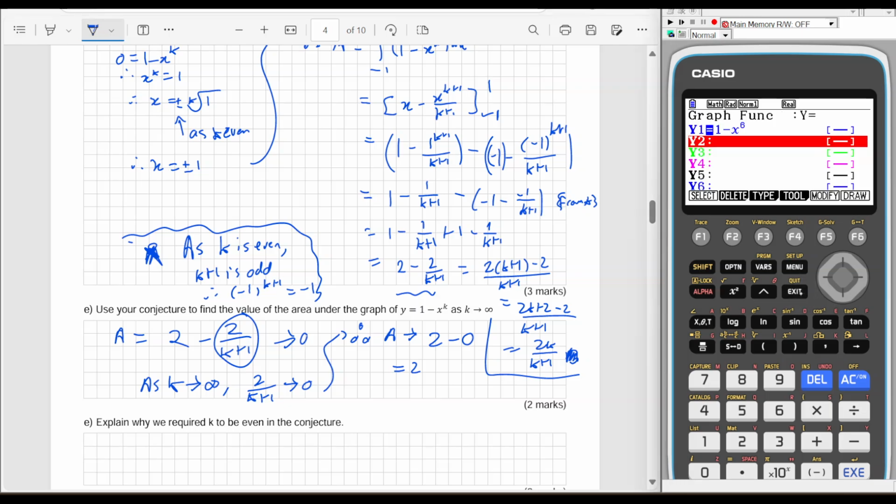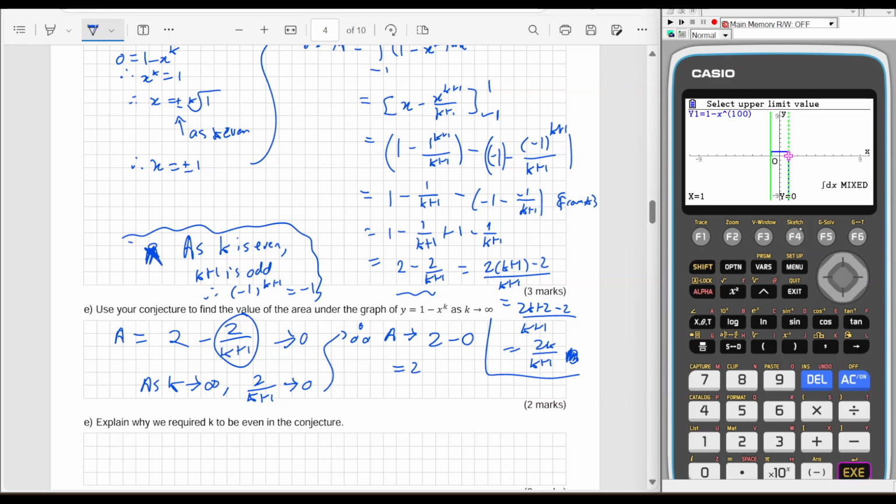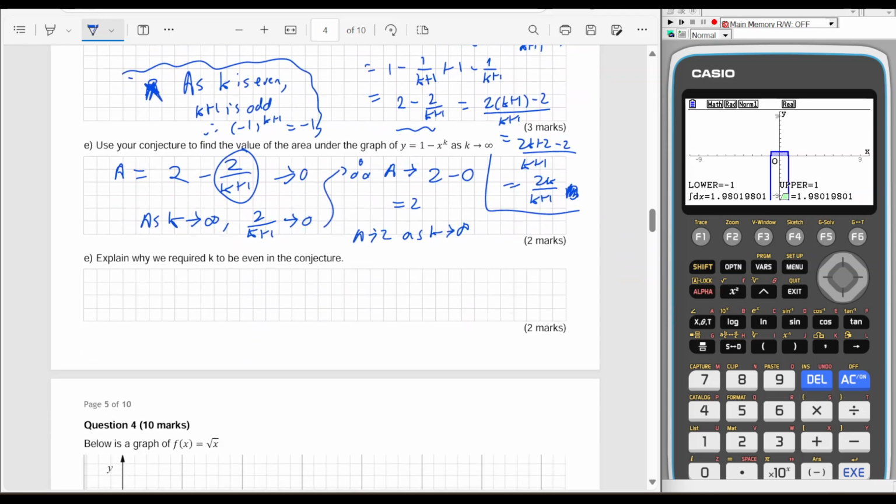And if we look at this and do like 1 take x to the power of 100 or something, and we draw that, it's basically a rectangle. So you can go G-solve, you can look at integral, go mixed. You just hit enter there and you hit enter over here. The area will basically be 2, or like 1.98. So the area approaches 2 as k approaches infinity. You get a rectangle shape.